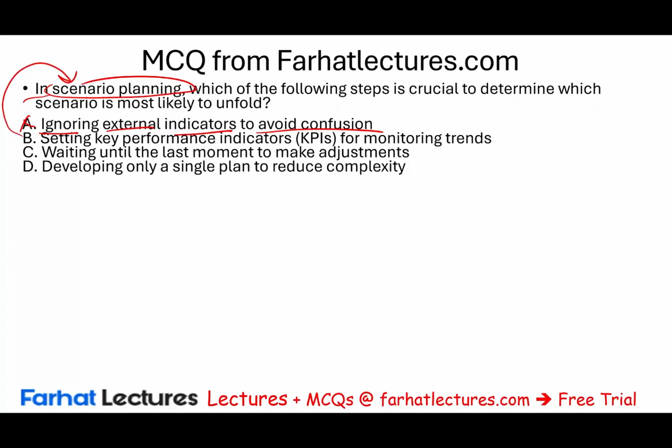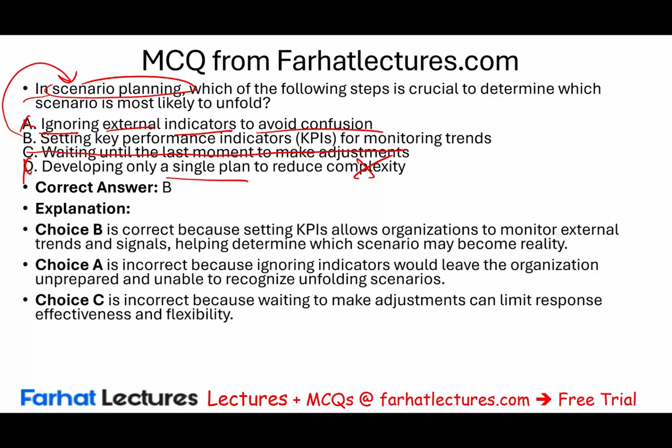Between A and B, I could definitely eliminate A. Waiting until the last moment to make adjustments, that's bad. It means you have no scenario planning. That's the opposite of planning altogether, scenario or non-scenario. Developing only a single plan to reduce complexity. Now, you don't want to develop a single plan, because a single plan tells me that you know everything that's going to happen. You have certainty. Scenario planning exists because we have uncertainty. We have to have more than one plan, and although we'd like to reduce complexity, the word is complex. So the correct answer is B, as we predicted.